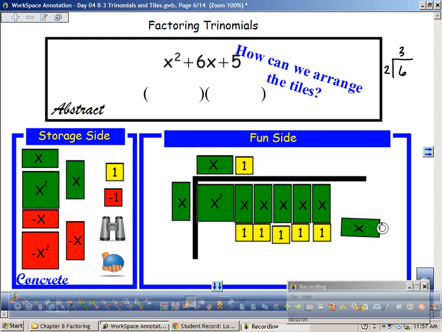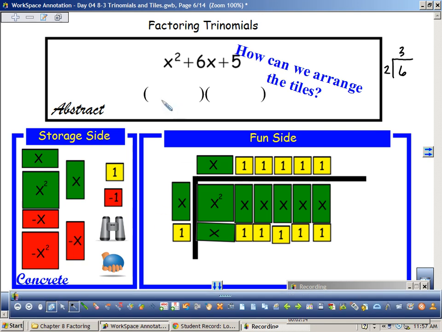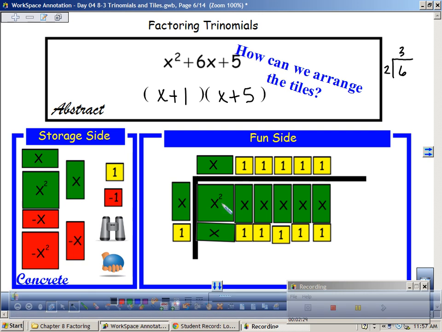Good job, Patrick. So now I have 1 times x is x. 1 times 1 is 1. Wouldn't I just fill these in? So this is an area model that shows us how if you multiply x plus 1 times the binomial x plus 5, you get x squared plus 6x plus 5. Everybody okay so far?